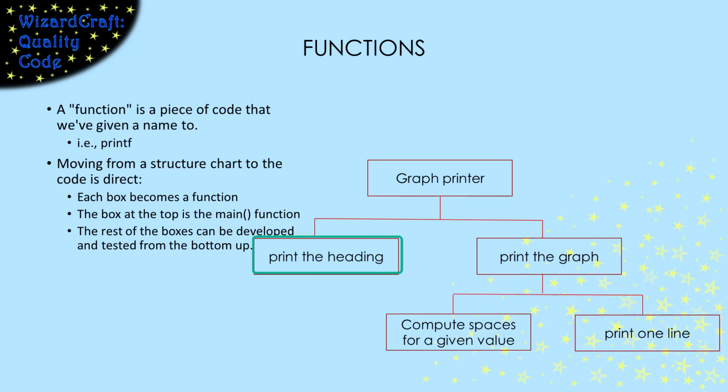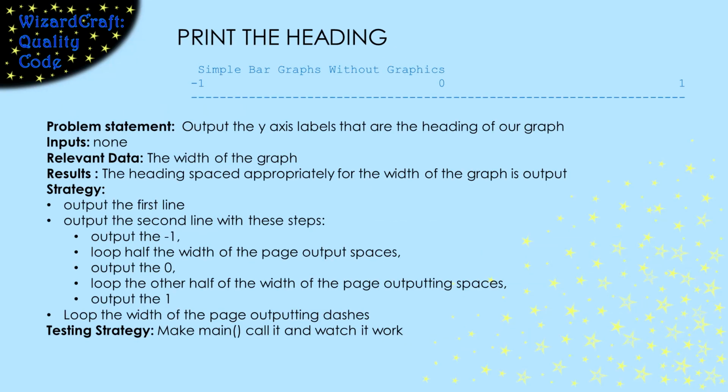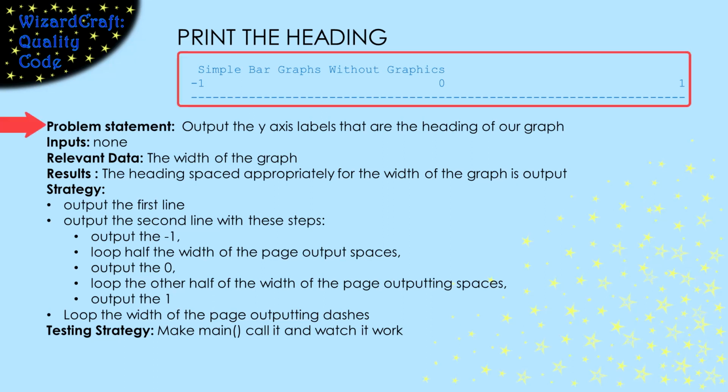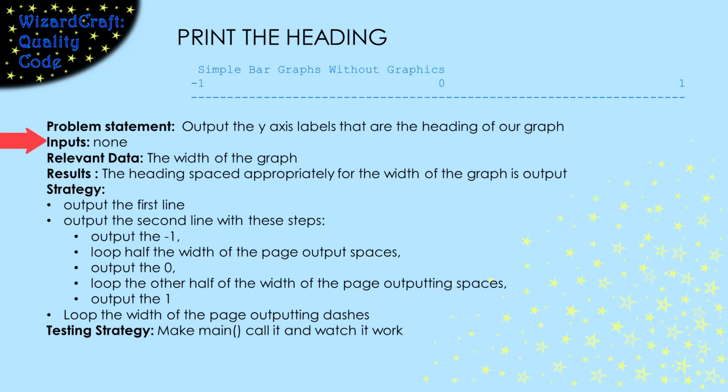The first thing this structure chart tells me to build is a function that prints the heading. We can use the 5 steps of top-down design for each function. For this one, the problem we're solving is that we need to print out the heading of our graph. We have no inputs, but we need to know the width of the graph. The output is the heading with the scale spaced appropriately for the width of the graph. Given that data, this is my strategy.